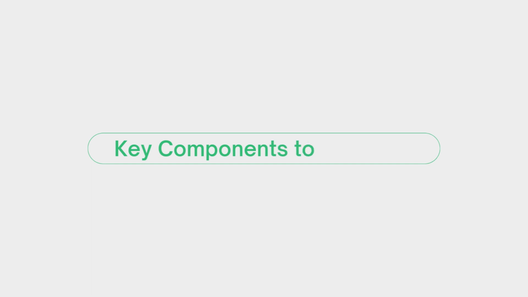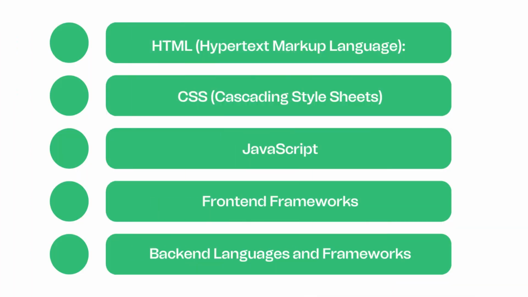Now, there are several different key components and technologies commonly used in web development. One of them being Hypertext Markup Language, which is also known as HTML. HTML is the standard markup language used to create the structure and content of web pages. It defines elements like headings, paragraphs, links, images, and more.